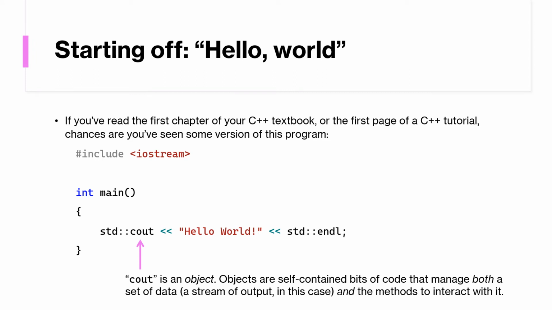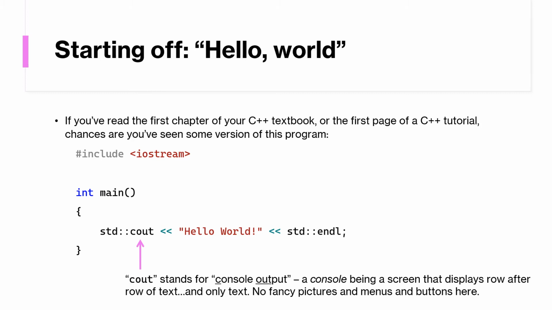Cout is an object, okay? Objects are self-contained bits of code that bundle data and the methods for interacting with that data. So in this case, the data is an output stream that is destined to be written to the console, and the methods for interacting with it involve these funny little arrows made of less than signs. Cout stands for console output, okay, the C and the out.